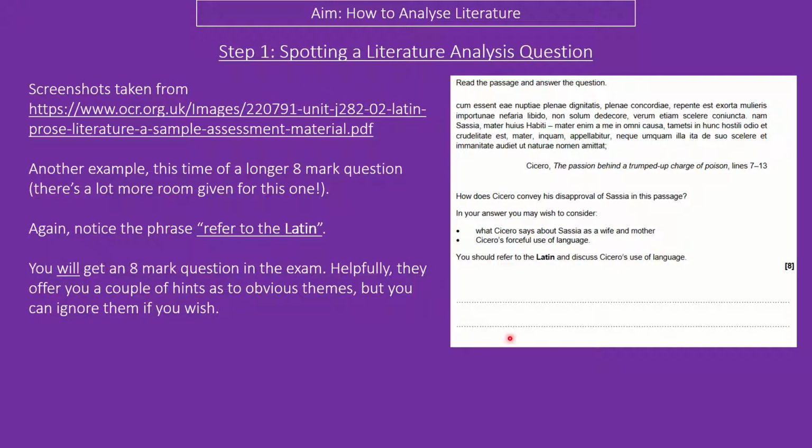Here's a longer one. You will get an 8-marker analysis question on each of the literature papers. Thankfully, for the 8-marker, you tend to get given a couple of hints of the kinds of things you should probably be thinking of. You don't have to talk about them, but it's suggested, and the passage and the question will be given to you in such a way that this is probably what you want to be focusing on. Again, there is this refer to the Latin business. Notice for an 8-marker you've got about 4.5 lines, so there's a reasonable amount to talk about.